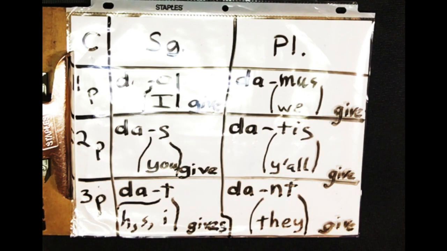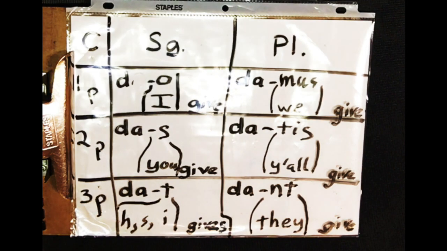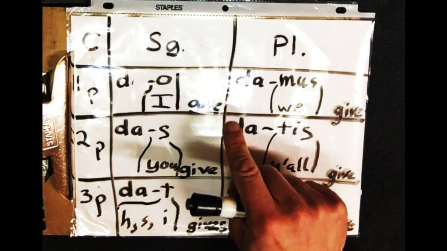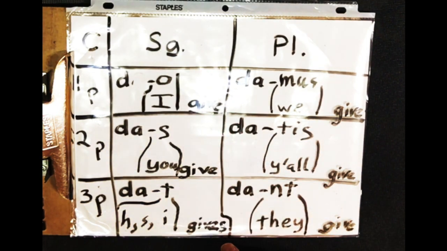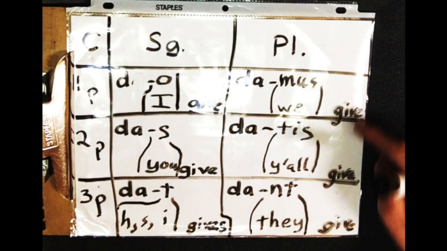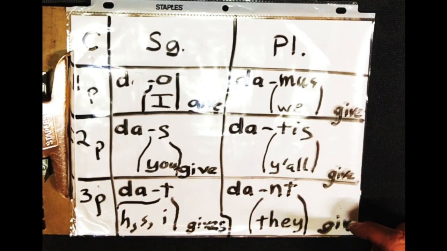C9 is just a quick check where we put it all together because we've been building it part by part. Here you go. I give, you give, he, she, or it gives, we give, y'all give, they give. One more time. I give, you give, he, she, or it gives, we give, y'all give, they give.